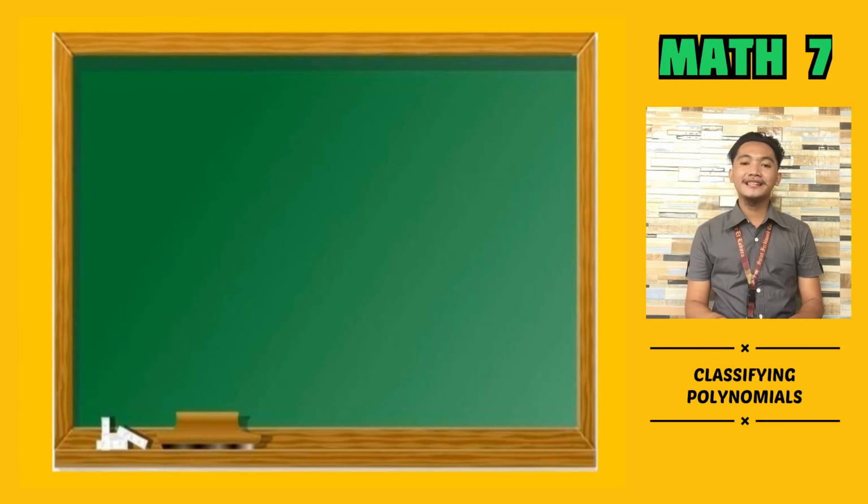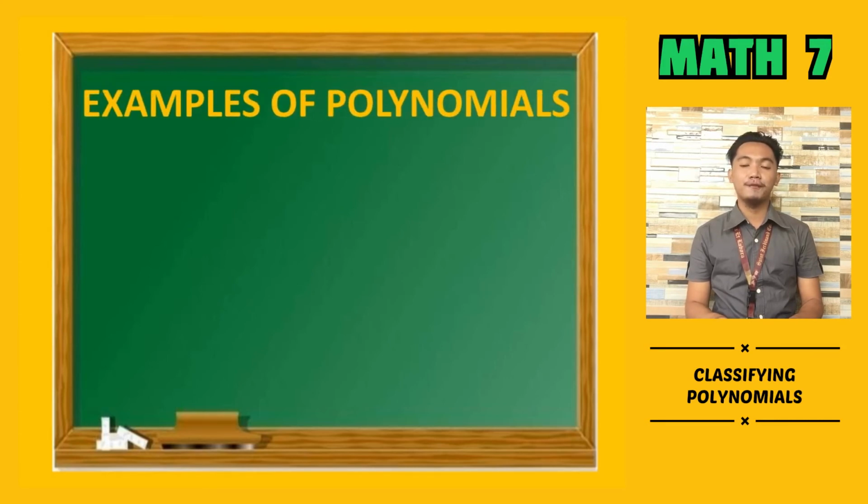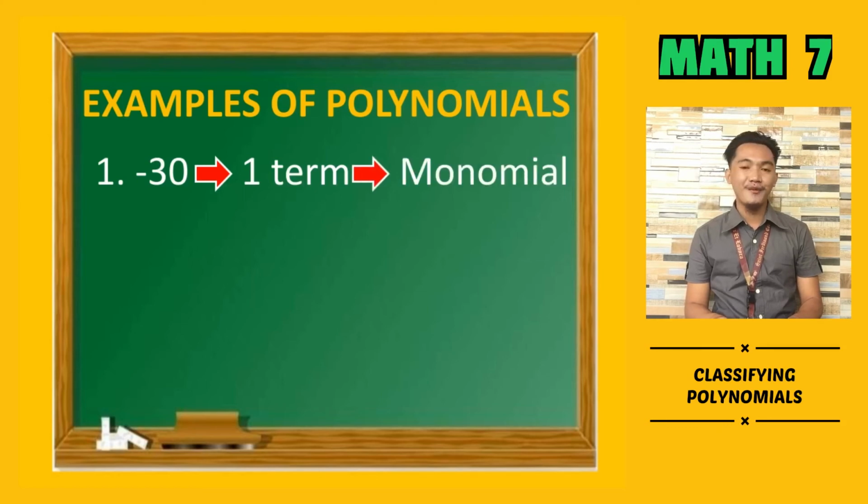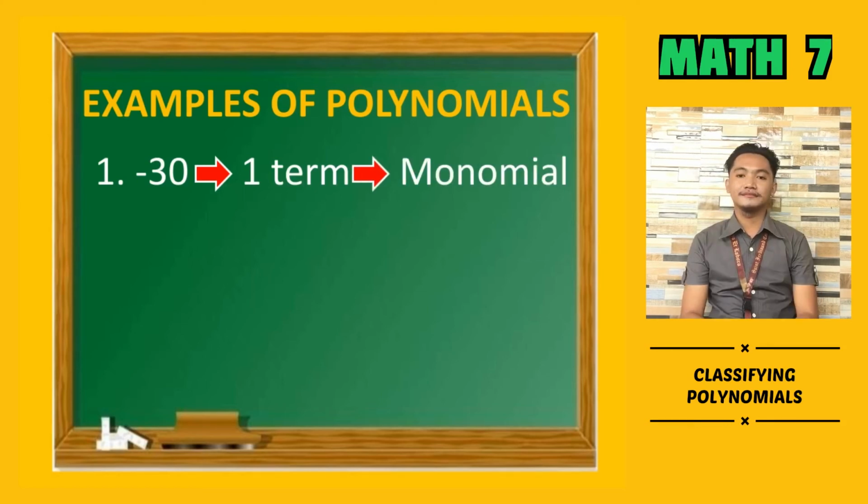This time, let us have another set of examples of polynomials. Let's have negative 30. The constant negative 30 is a polynomial and it is just a single term, so it is called a monomial. Next, let's have the expression x squared minus 10. It is a polynomial and this can be written as x squared plus negative 10.